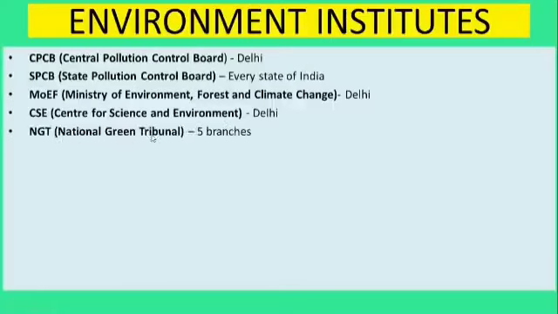NGT, the National Green Tribunal, is the environment court of our country which delivers fast judgment within a time span of 6 months, and this Green Tribunal has 5 branches. These 5 branches are located in Bhopal, Pune, Kolkata, Delhi, Chennai.